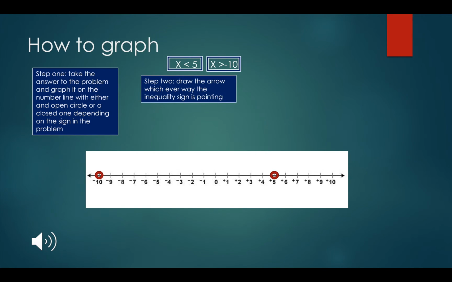Step 2, draw the arrow whichever way the inequality sign is pointing. So since the inequality sign is less than 5, it's going to go towards the left. And since the inequality sign is greater than -10, it's going to go towards the right.